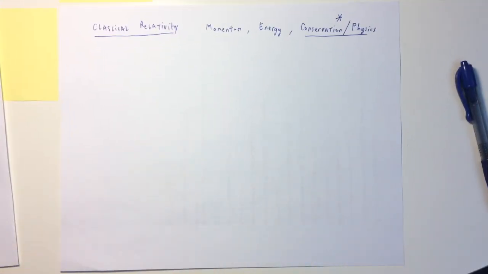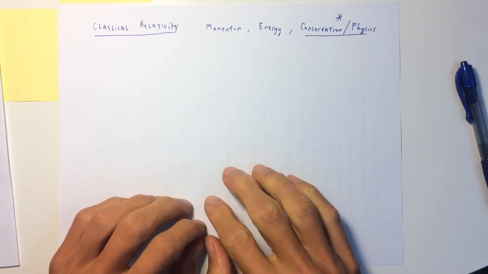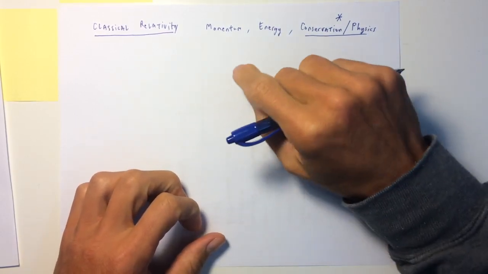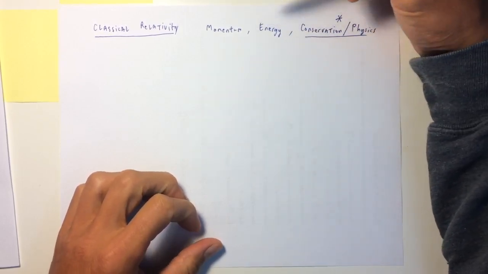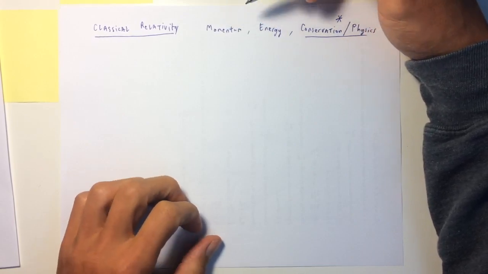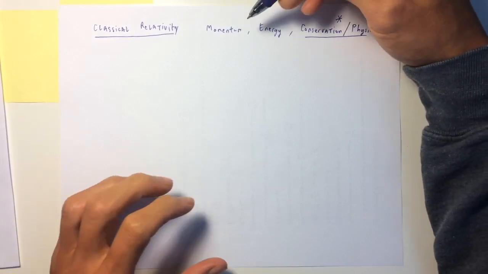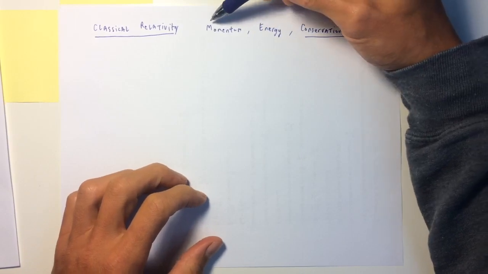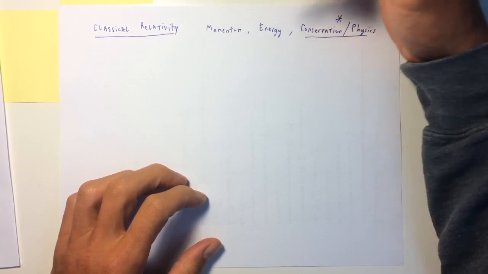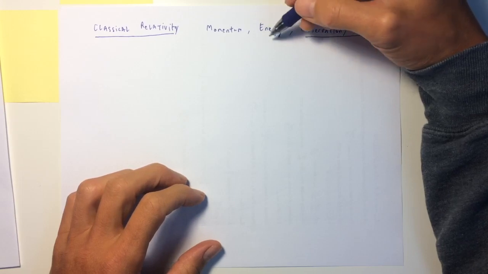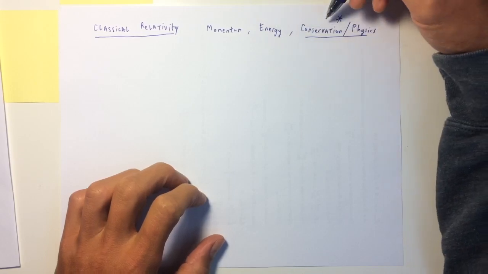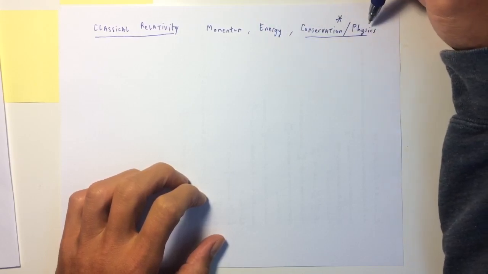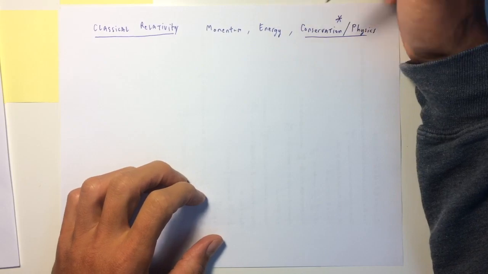So let's do some physics with a little bit of classical relativity. In particular, I'm going to think about a collision, and traditionally a collision problem includes thinking about momentum in the problem as well as energy in the problem. And in these collision problems, it's interesting to consider the physics associated with momentum and energy.